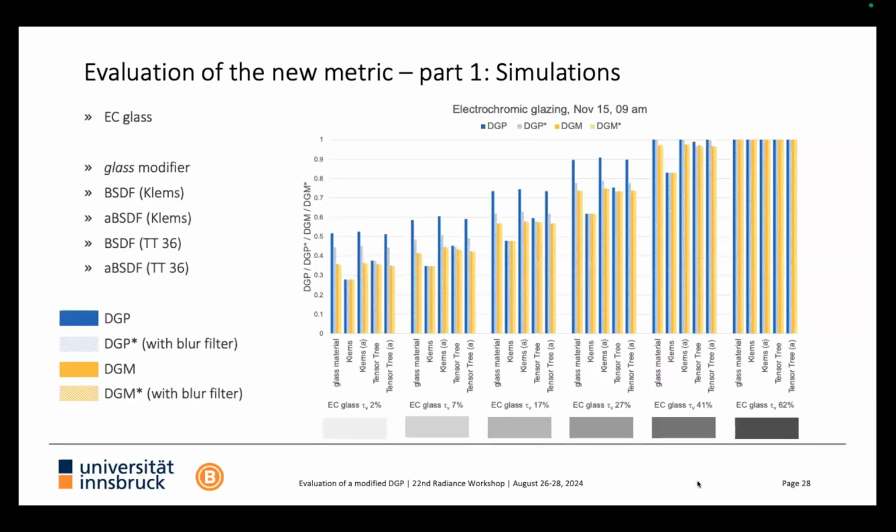So looking at the results, to explain the data that is plotted here, we have always 5 groups of data sets. For the electrochromic glazing, on the left side the glass material modeled as glass modifier, then the klems with BSDF modifier, klems with ABSDF with the peak extraction, tensor-tree, and tensor-tree with the peak extraction. And the 4 bars are DGP, the classical one, DGP with the blur filter applied, the new daylight glare metric, and the daylight glare metric on the image where we applied the blur filter before.